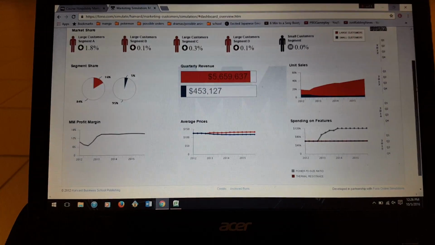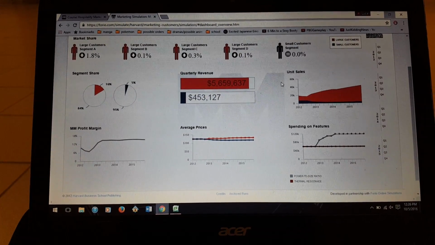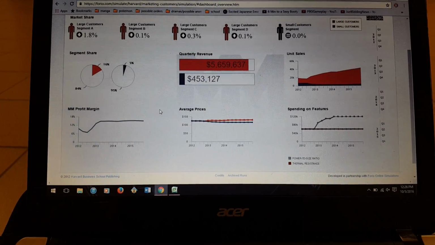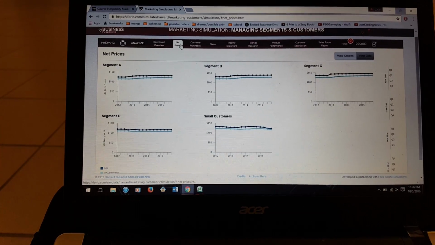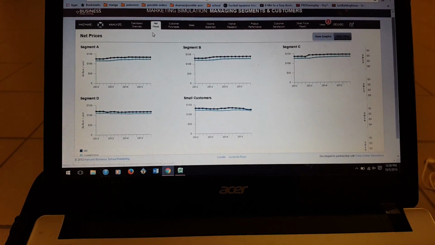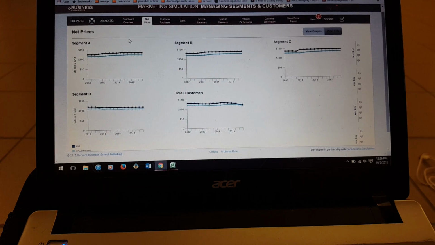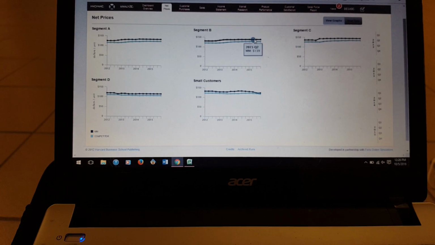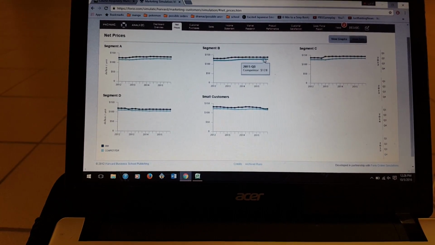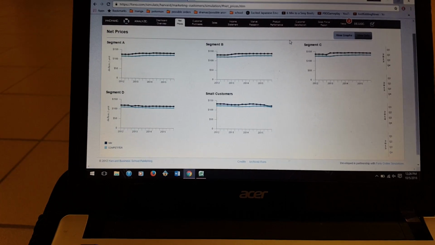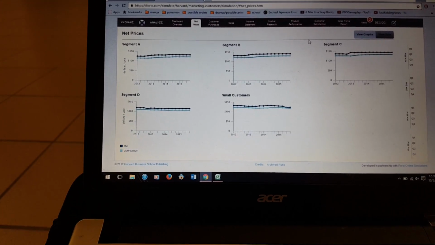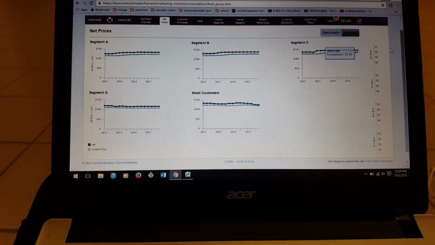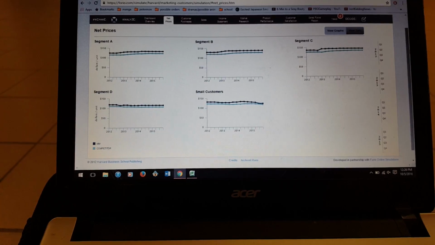Up here, you can see your segment shares, your quarterly revenue, and your unit sales, where you're constantly being compared to competitors, along with your profit margin, your average prices, and your spending on features. Next, we have net prices, where you're comparing between your segments how you and your competitors do on prices. Notice how the darker blue, which is your company, compares to the lighter blue, which is your competitors. The darker color will always be higher, considering that my product is always slightly more expensive than my competitors because I constantly keep it slightly higher since the quality is also slightly better.